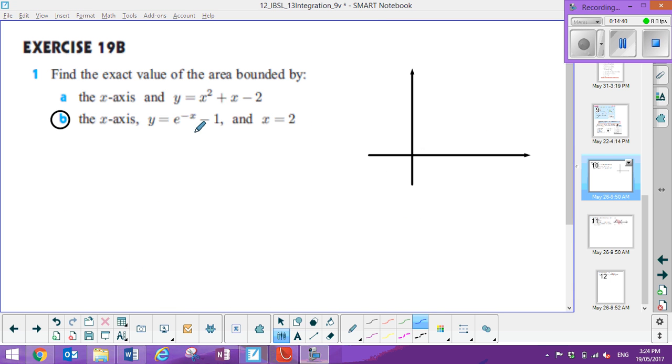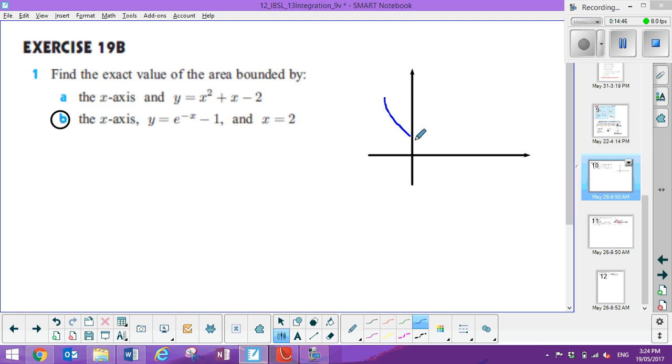This one here, we've got y equals e to the minus x minus 1. Remember, e to the minus x will look like this. And if we're going minus 1, we're just shifting it all down 1 unit. That's at 1, so this is coming down to 0 here. And if we want this bounded by the x-axis, this function and x equal to 2, then let's say this is 2 here, this is our boundary, so we're trying to get that area. You would expect if we want the value of the area bounded, they're wanting a positive number. It's not saying what's the integral, it's saying what's the area.